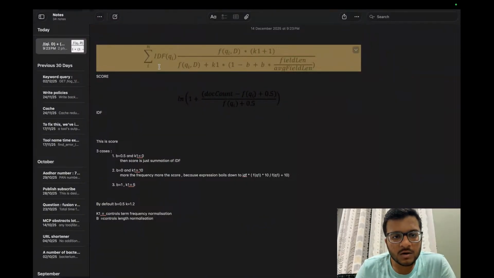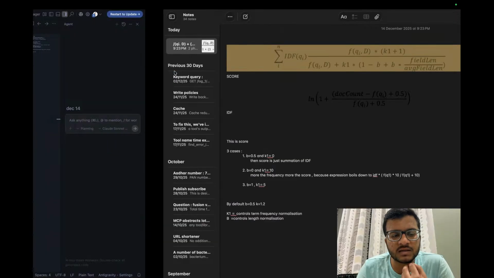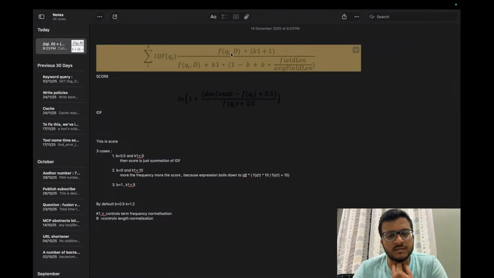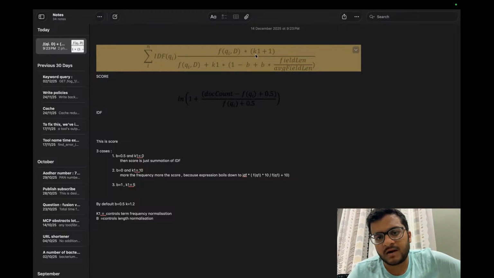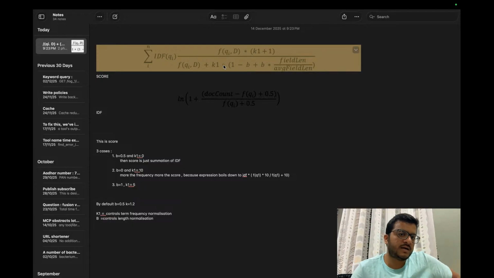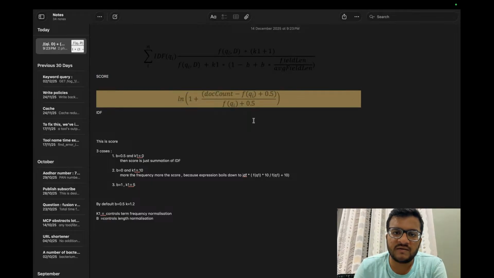So in order to increase this score value, if you keep increasing this frequency, the score will increase. So again, score is directly proportional to term frequency. That's what f of qi comma d does. So if your b is 0 or negligible, and if your k1 is high, it doesn't matter how you implement it, and ultimately it's going to depend on the term frequency, how frequently the term occurs in the document.